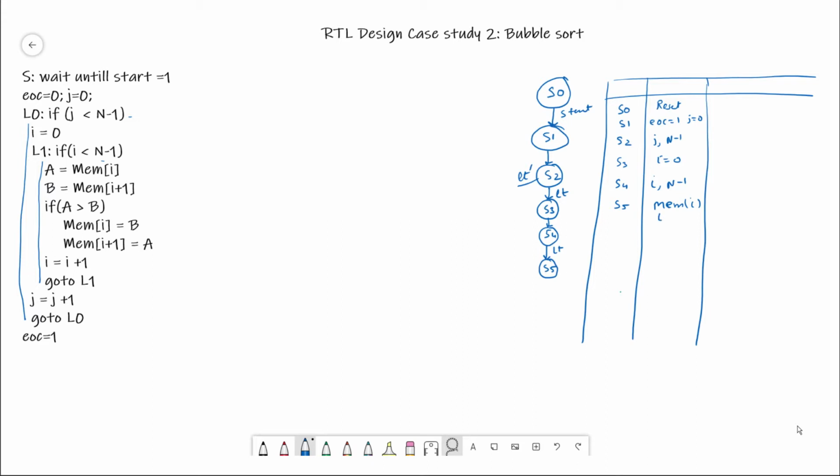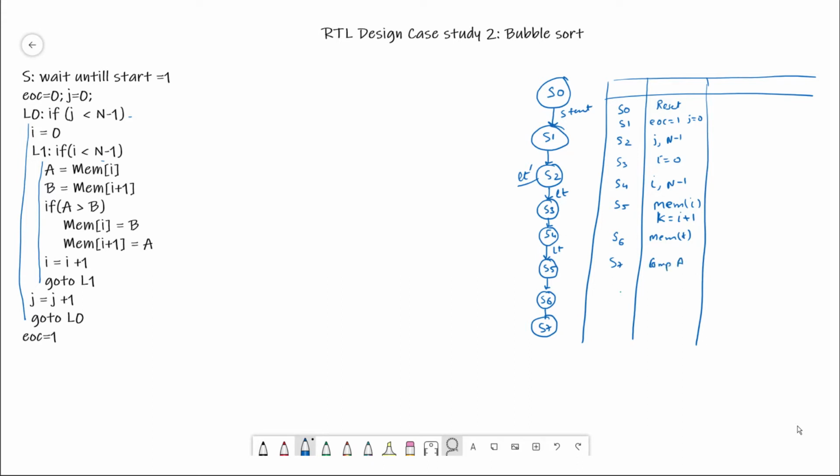Let me have another register, k. Let's say k equal to I plus 1. So if that is the case, then that means S5 is this, and from S5 we'll move to S6. In S6 we will have a memory of k. So these are all sequential. So S5 is there, S6 is there, and then we will compare S7.